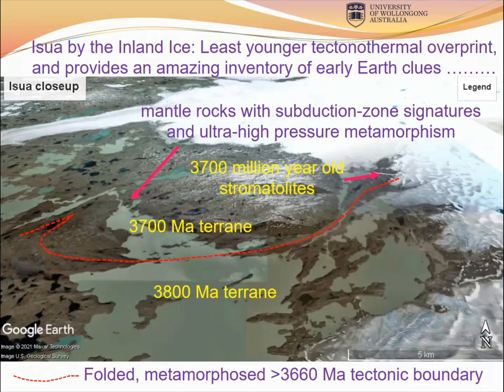And I just indicate two particular things of interest, which are both highly contentious. One shows, for example, mantle rocks with subduction-like zone signatures and even ultra-high pressure metamorphism in the Eoarchean. Another very contentious locality is the presence of 3,700 million year old stromatolites, which not everybody is happy with in the interpretation.